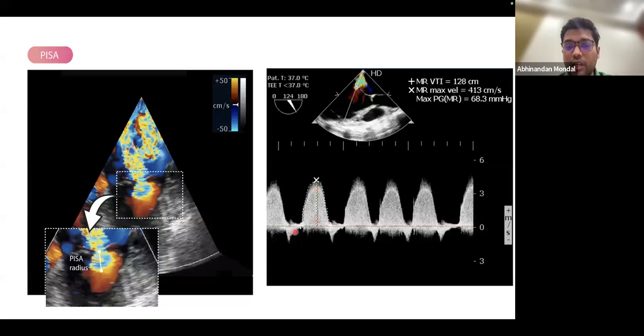And by tracing the VTI, you will get the complete MR VTI of 128 centimeter. So what is the importance? I'll be discussing that next.